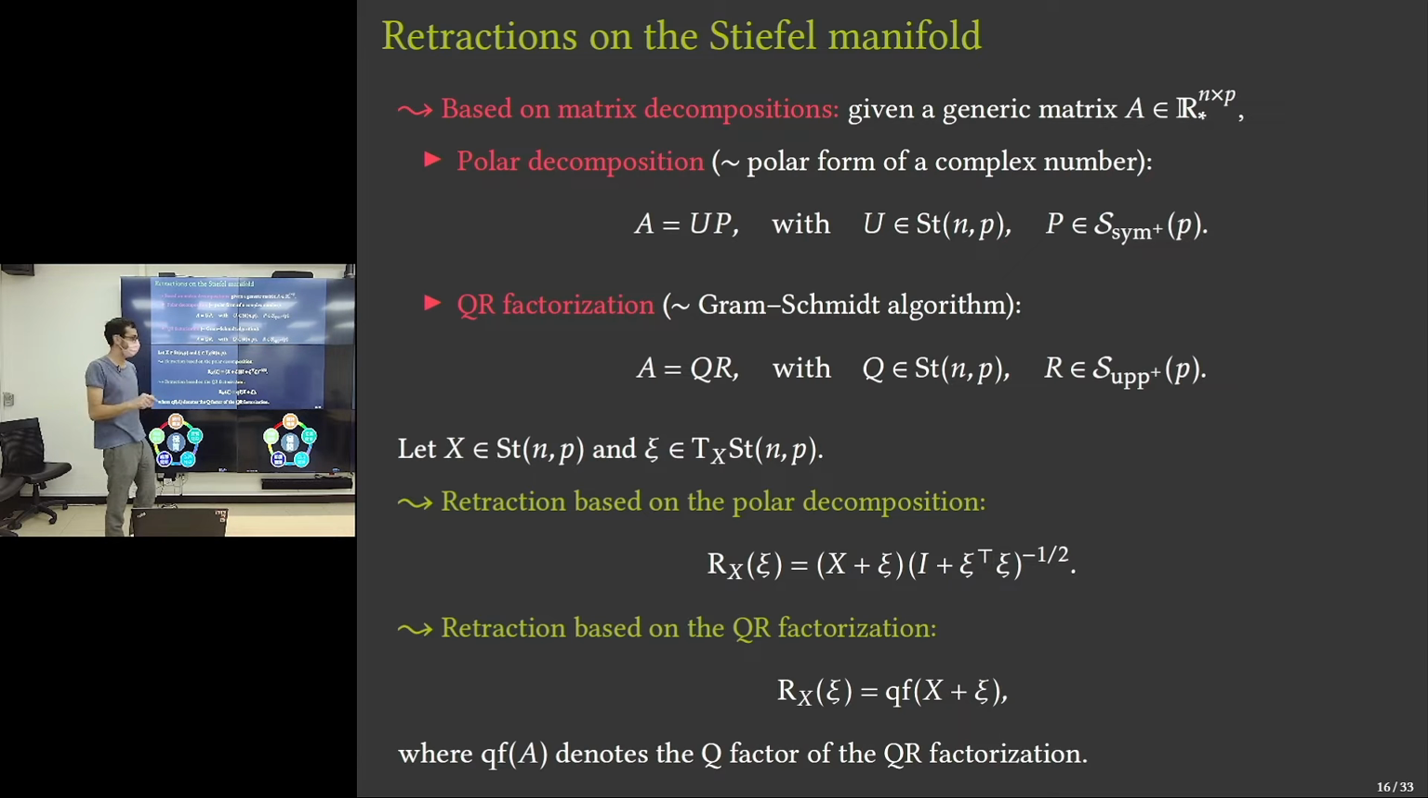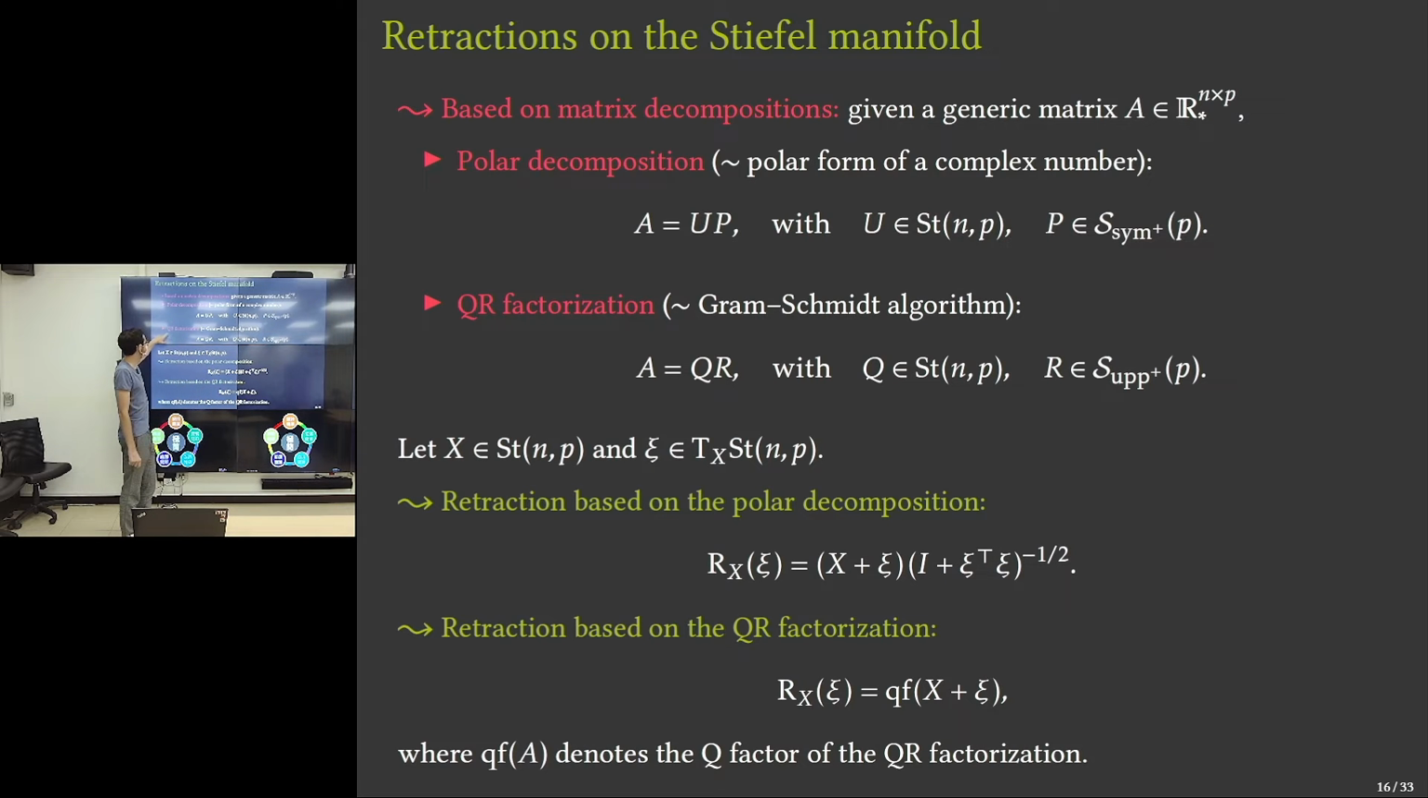The generic matrix A can be decomposed as U times P, where U is an element of the Stiefel manifold. In a certain sense it is the rotation part, like the theta in the polar form of the complex number. And P is analogous to the radius, the rho in the polar form of the complex number. It is a positive definite symmetric matrix.